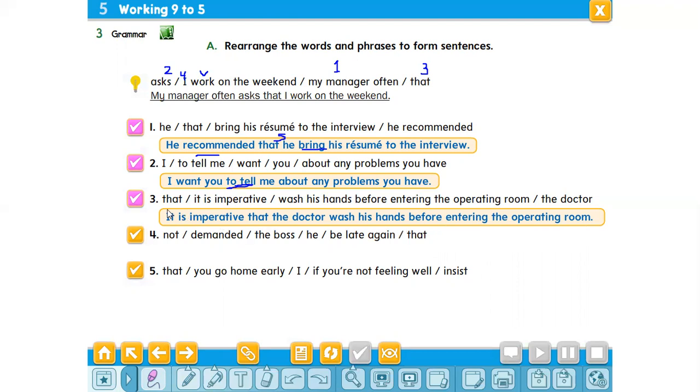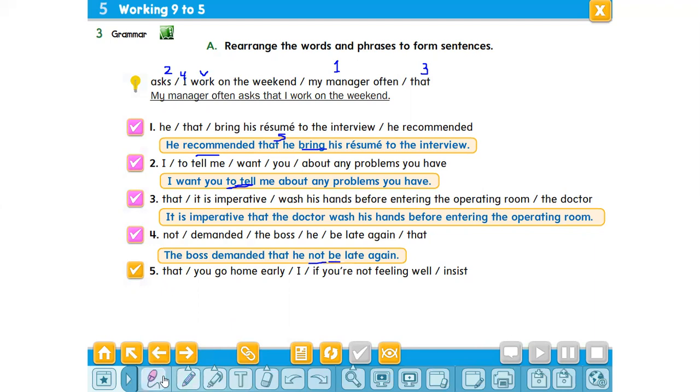Number 4, not demanded the boss, he late again that. Pay attention, not. We must use not before the base form. Excellent. The boss demanded that he not be late again. He not be late again. We use not before the base form.